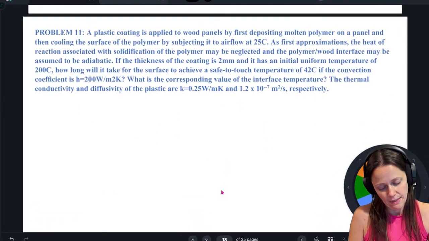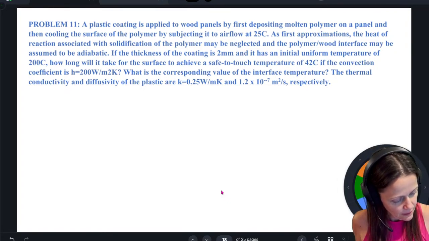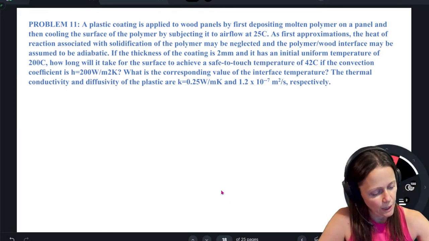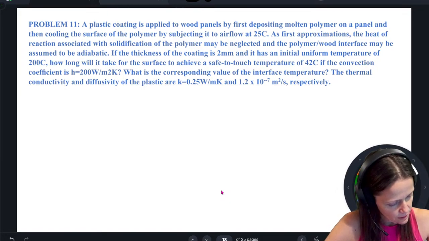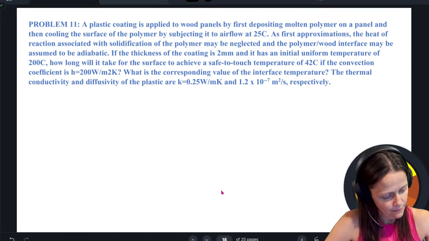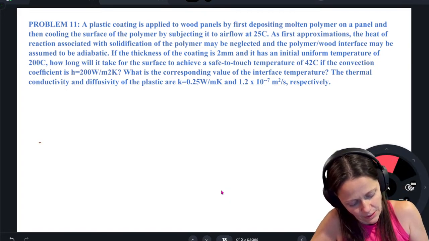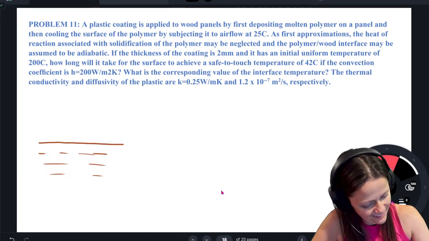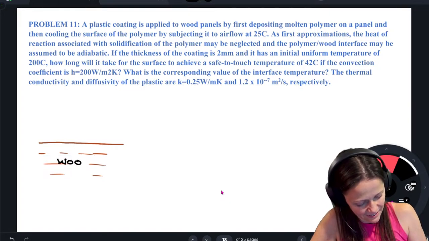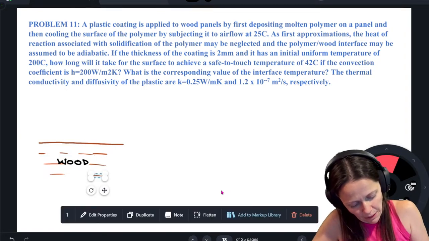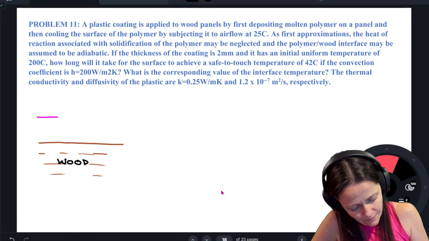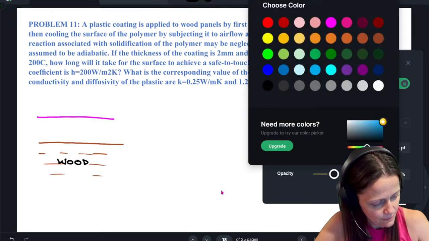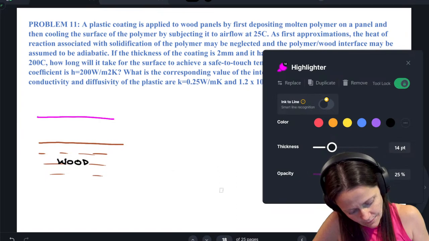All righty. So problem 11. This one is a little bit fatter. We have a plastic coating applied to wood panels. Here's the wood paneling. And then here's our polymer. Make it kind of pretty, maybe.